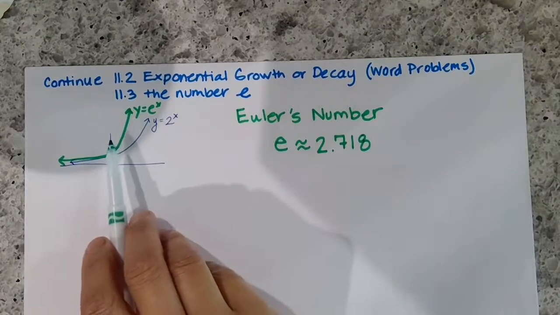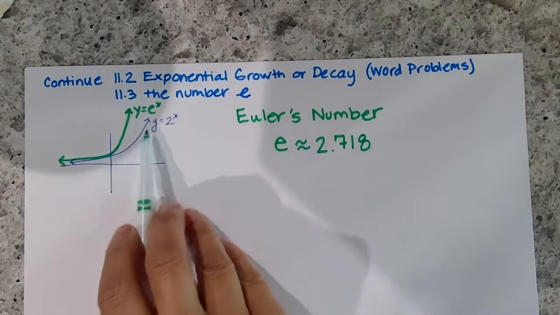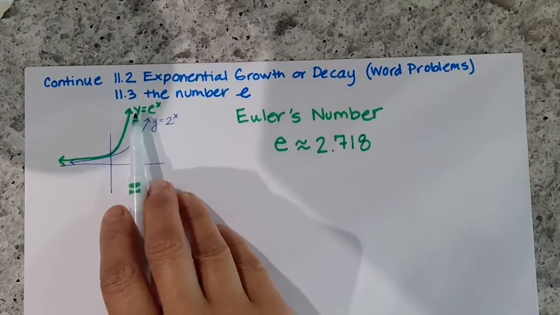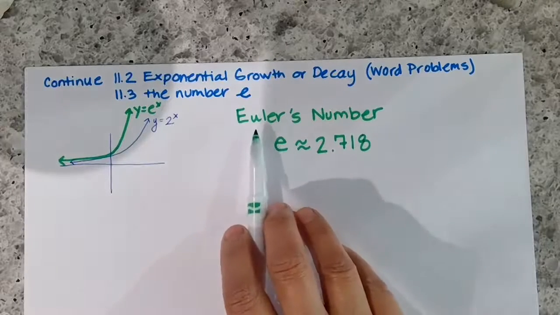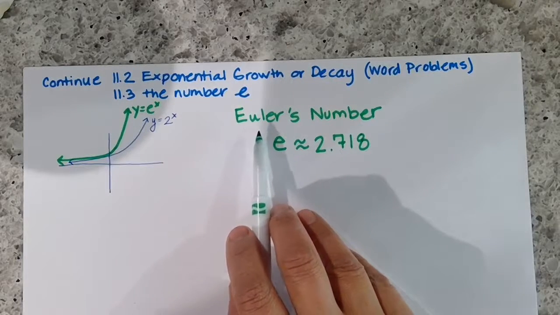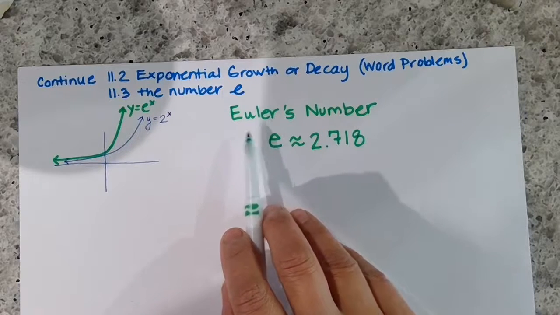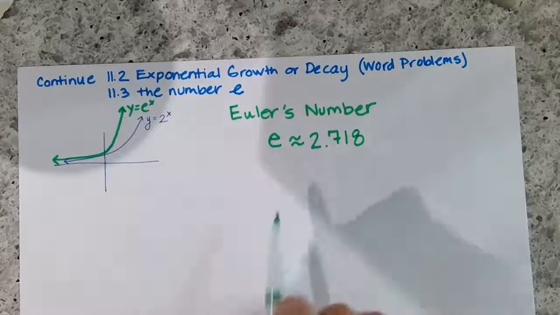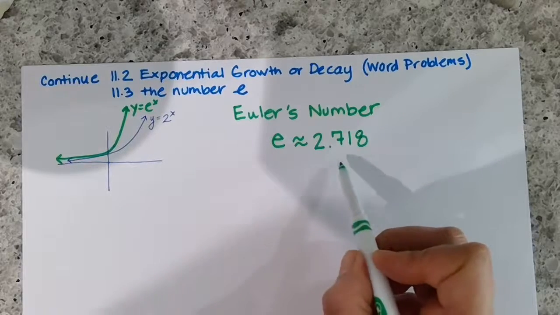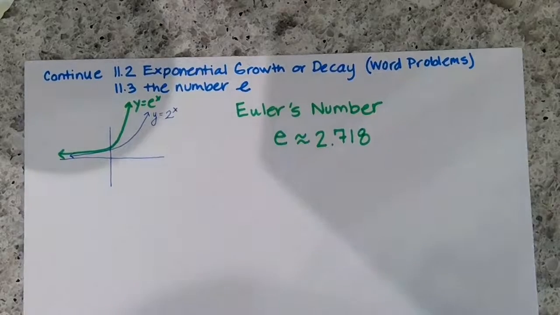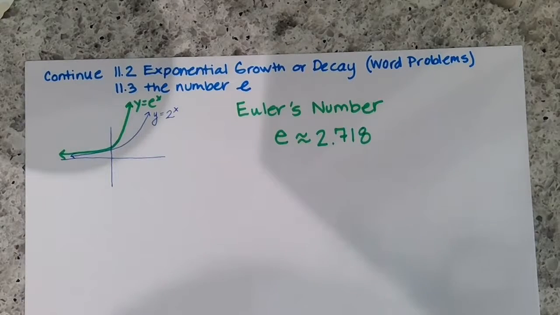Okay, so make a quick graph. So we know y equals 2 to the x looks something like this. Y equals e to the x is going to be a little bit steeper. I learned it as Euler's number from Leonard Euler, the Swiss mathematician. So we'll just refer to it as that. It is the number e, and it's approximately 2.7. Okay? Now we're going to use these in different equations.